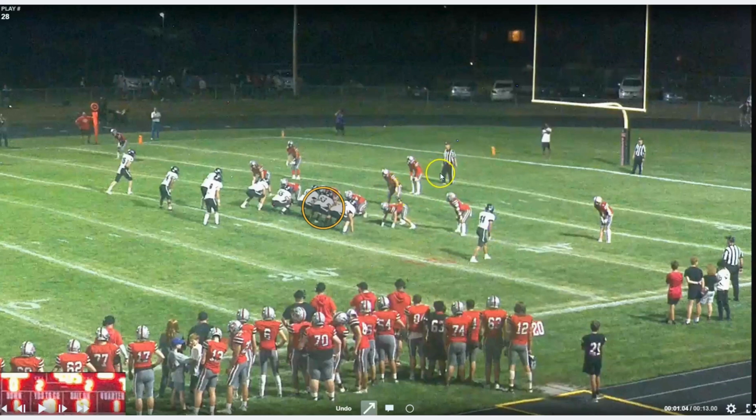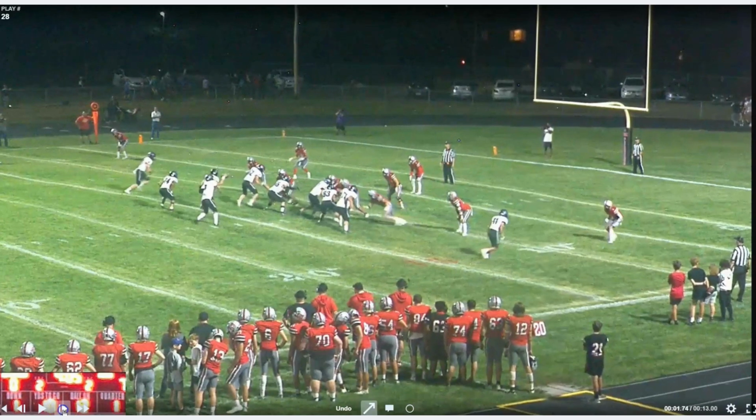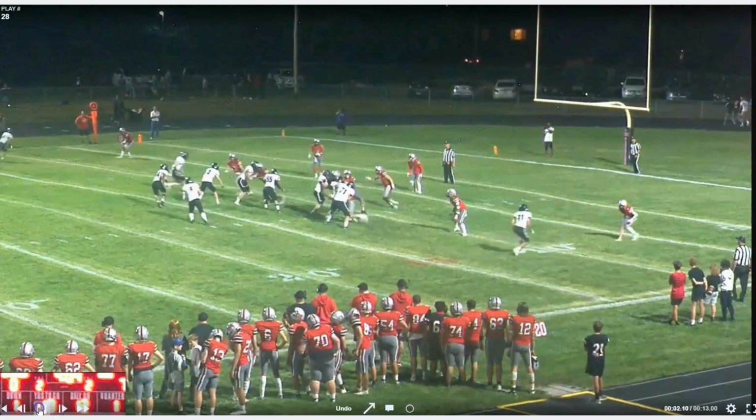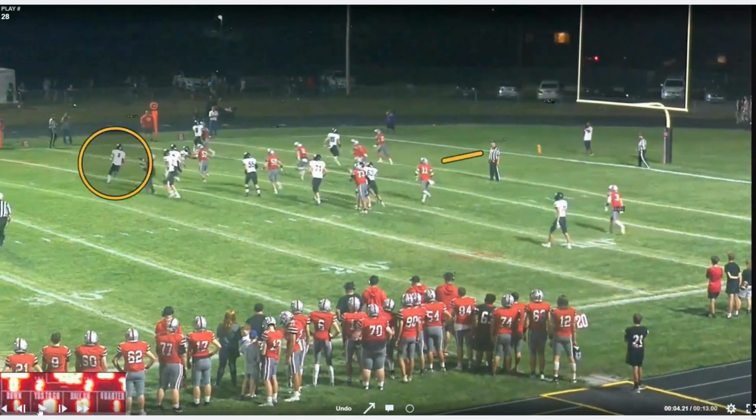So really we would want our umpire to be up here actually between the safety and the linebacker and have a position where you can see the ball being snapped. So we continue here. That's for our line of scrimmage guys.